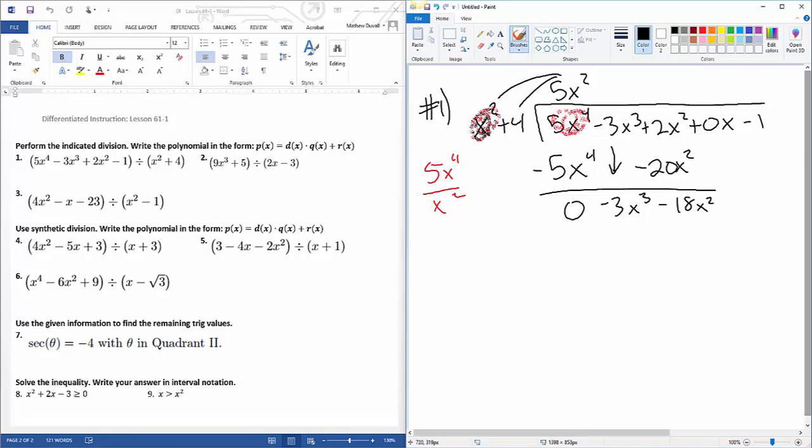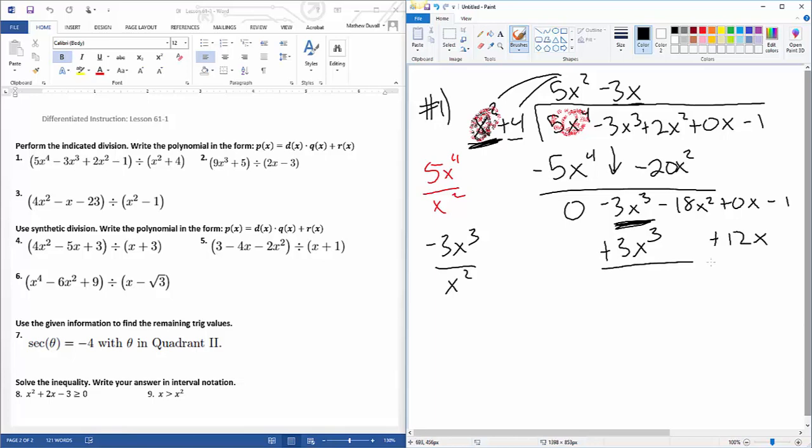Now we do the same thing. And if you guys want, you can bring down everything. Might be easier. So same thing. Now this piece and this piece, we divide. So if I need to write that off to the side, do it. So then that looks like minus 3x. Multiply back through. Minus 3x and positive 4. That's going to give us a minus 12x. Subtract, so the signs change. 0, bring it down.